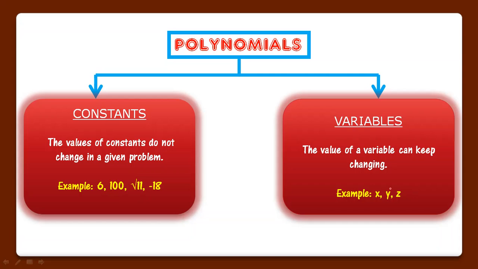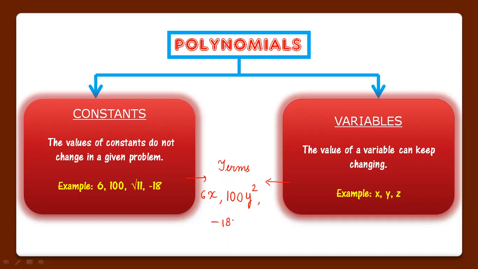So, when constants and variables combine, they form terms. How? Suppose we take 6 from here and x from this side. What will we get? 6x. 100 and y square. This is also a term. If we just simply write minus 18, that is also a term.